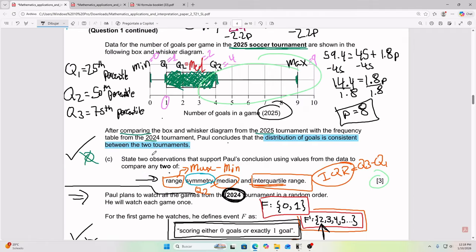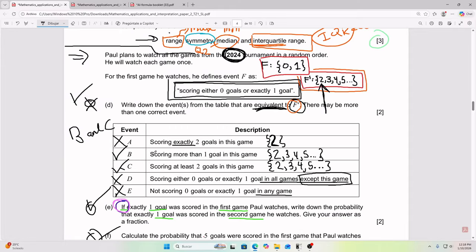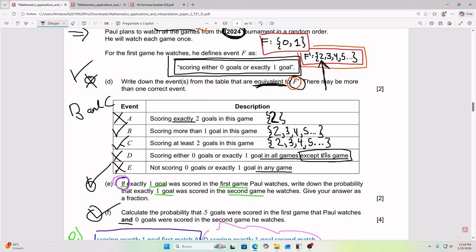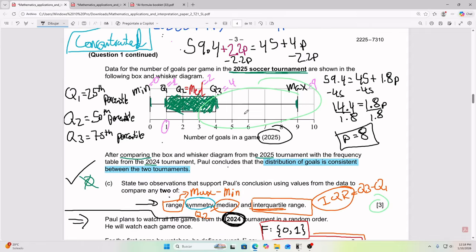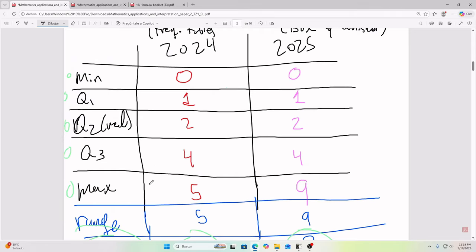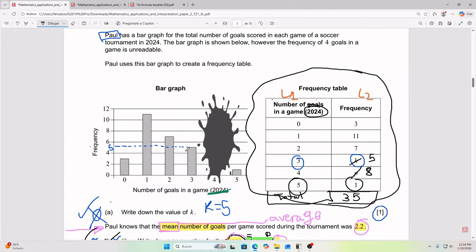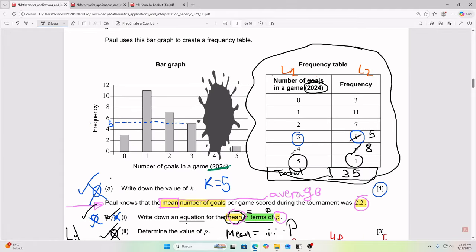Number 1 is actually not too friendly, I would say, but the cool thing that we went over today is understanding a little bit better what complement means, how to pass from the box and whisker or from the frequency table to this Q1, Q2, Q3, max, min, etc., which is fairly common. Okay, box and whisker diagrams for me are fairly common in the IB test.